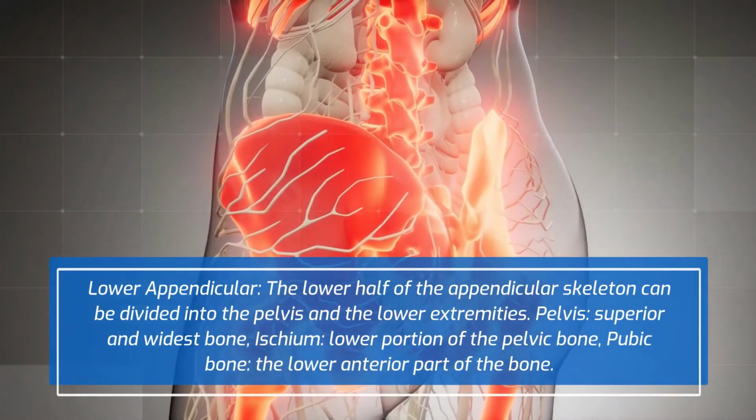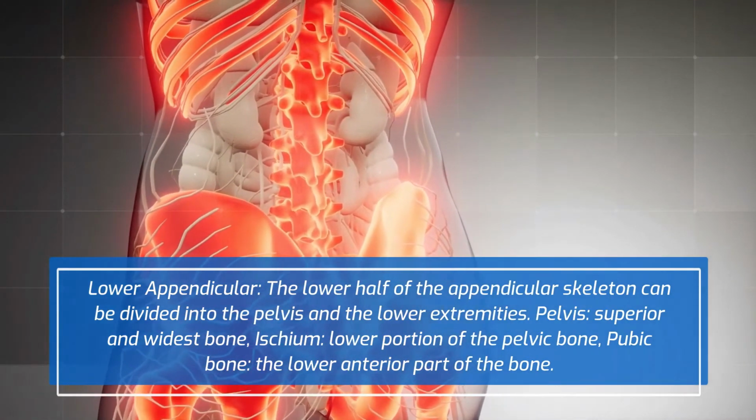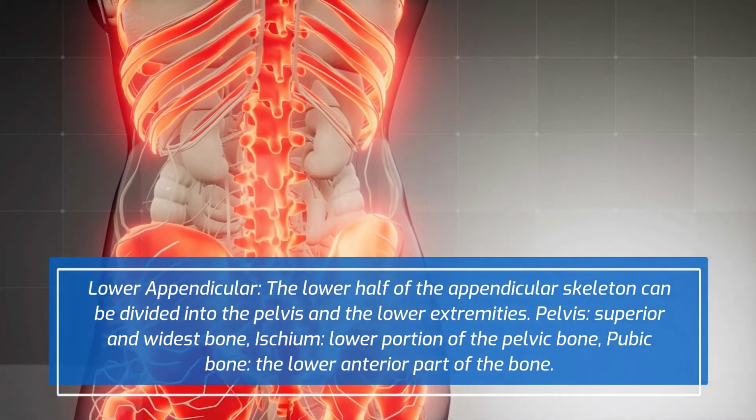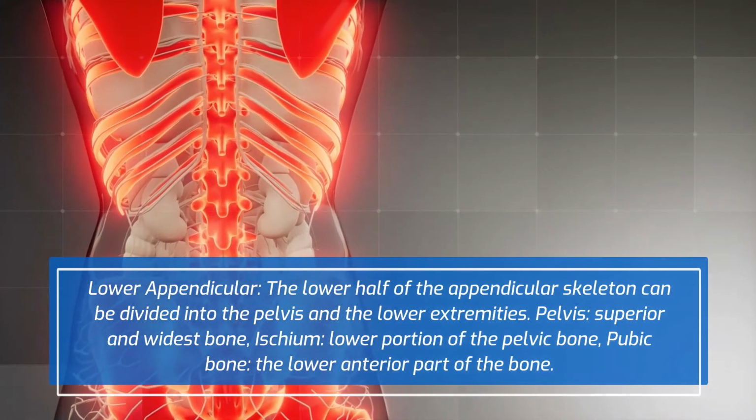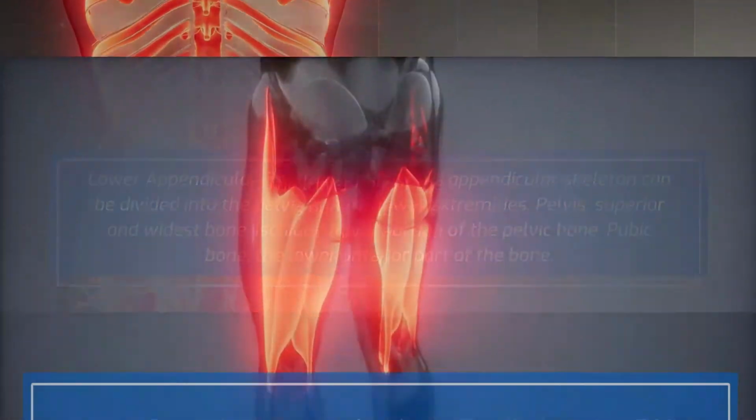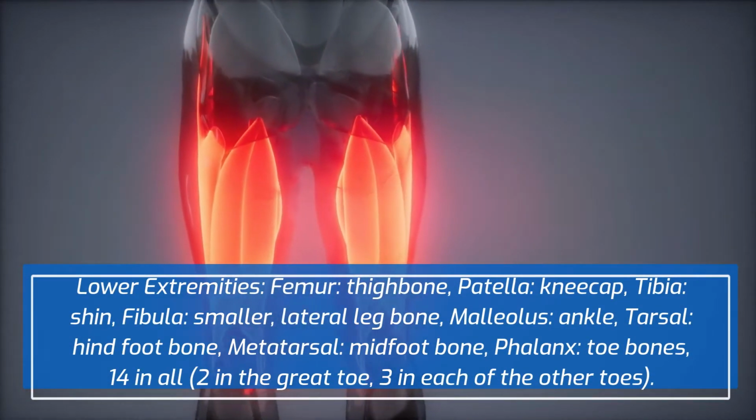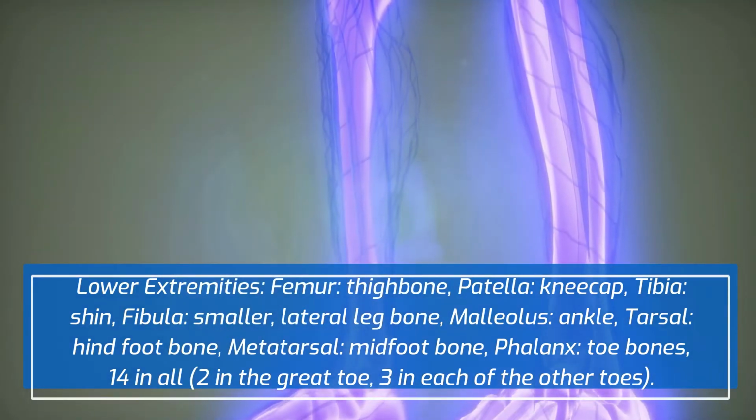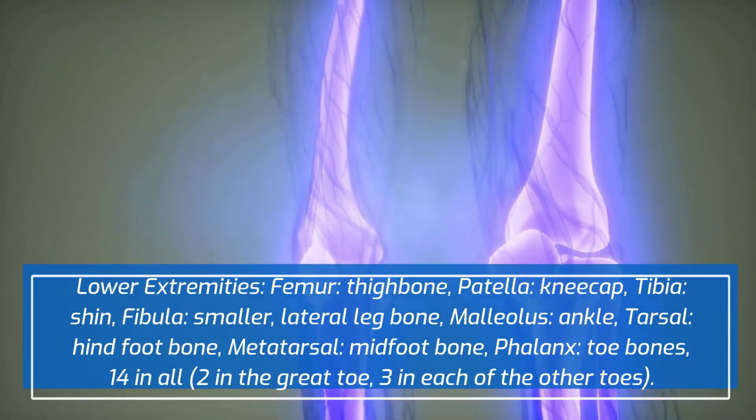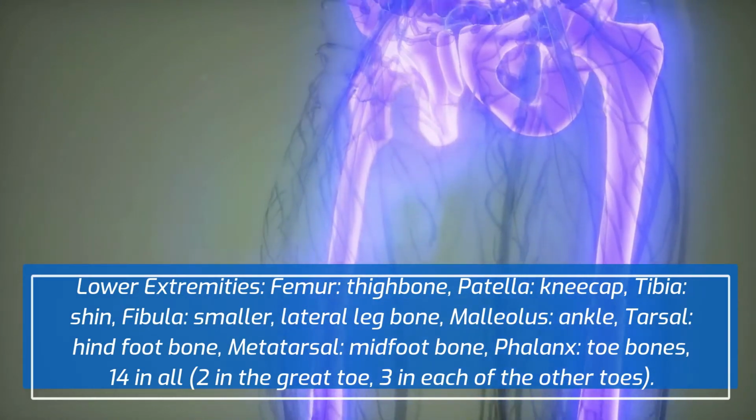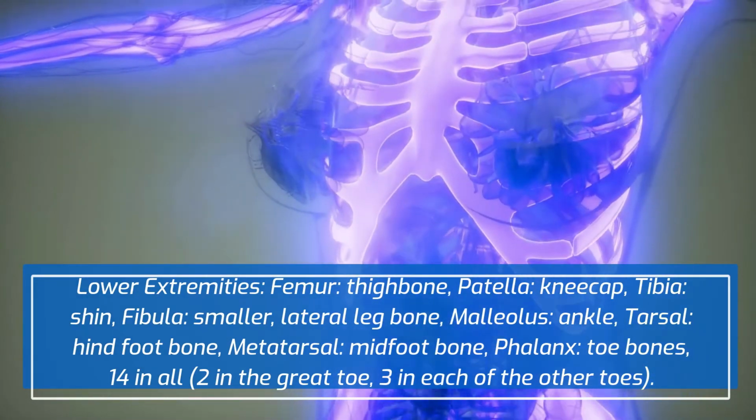Lower appendicular. The lower half of the appendicular skeleton can be divided into the pelvis and the lower extremities. Pelvis, superior and widest bone; ischium, lower portion of the pelvic bone; pubic bone, the lower anterior part of the bone. Lower extremities: femur, thigh bone; patella, kneecap; tibia, shin; fibula, smaller lateral leg bone; malleolus, ankle; tarsal, hind foot bone; metatarsal, midfoot bone; phalanx, toe bones, 14 in all, 2 in the great toe, 3 in each of the other toes.